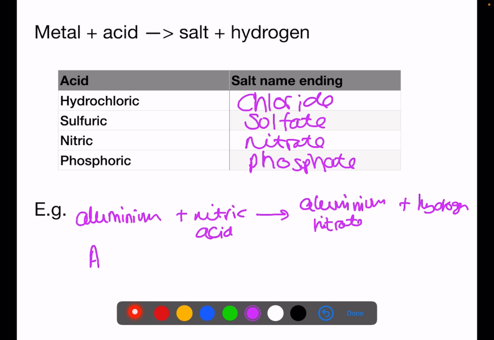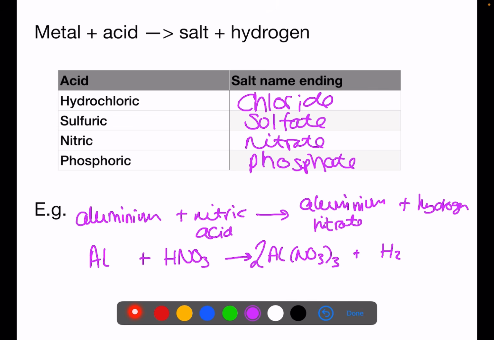To write this as a balanced equation, we would have Al plus HNO3. You need to learn the formulas for the acids to give you Al(NO3)3, remember in brackets around the group ion, plus H2. For balancing this, it's always useful to get rid of a 3. So we're going to put a 2 in front of the Al(NO3)3.